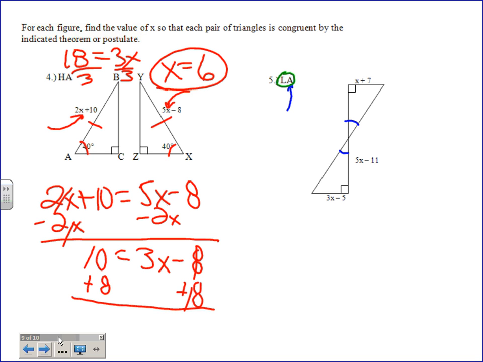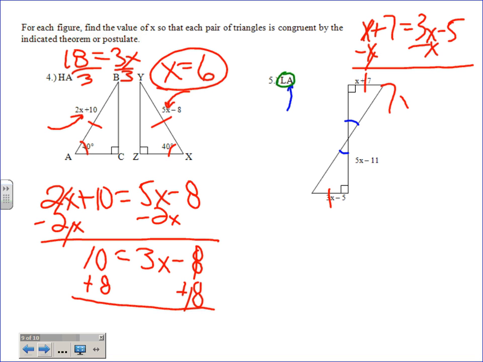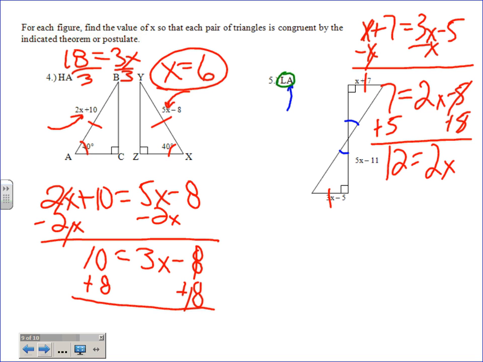So let's just make x plus 7 equal to 3x minus 5. It still works. Okay, right? I do that. Angle, angle, side. Let's also subtract x. 7, not an x. 7 equals 2x minus 5. Add 5. Huge coincidence here. Divide by 2. X is 6.